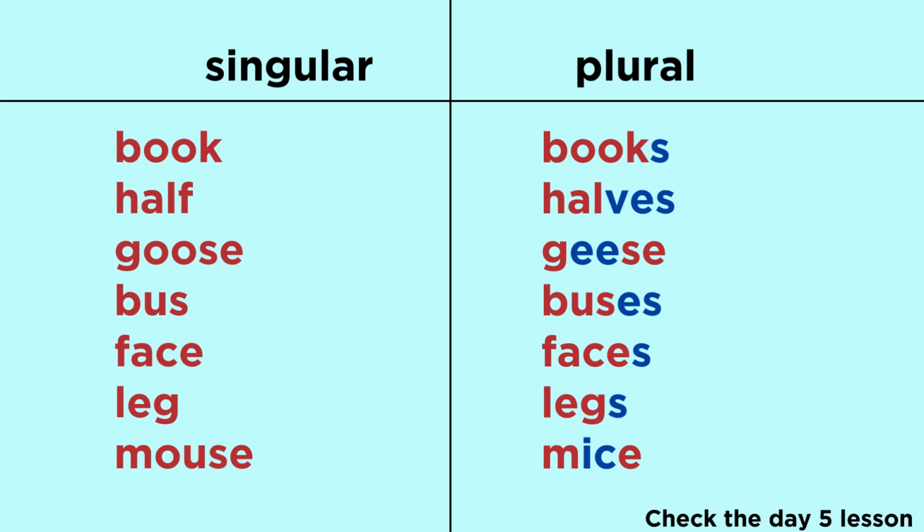Mouse. How will be the plural of mouse? It is mice. Here you shouldn't add any letters such as S, ES or whatever. Just you need to change the whole format of the word. Mouse is singular and plural is mice.